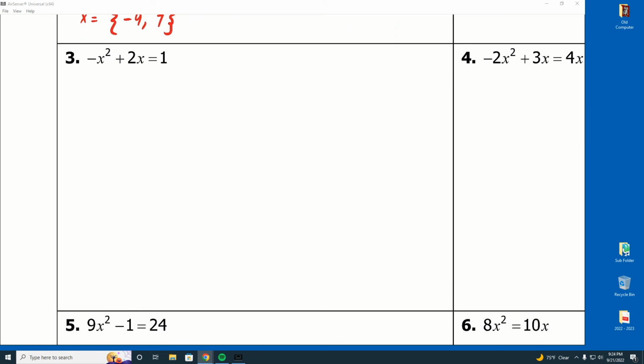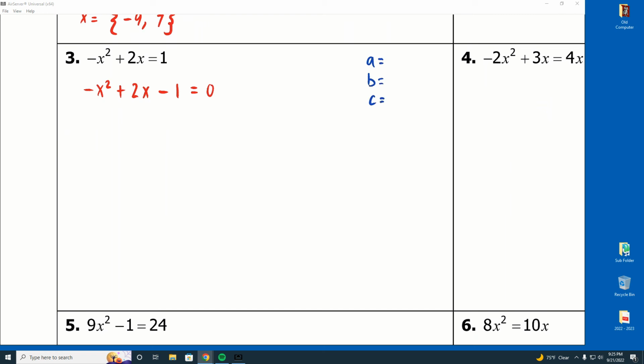Now remember, it has to be in standard form, meaning I need everything on one side. And the beautiful thing about the quadratic formula is I don't have to worry about that first term being positive or negative. I can just move everything to the left side. So I'm going to subtract that 1. And now everything is to the left side. And then I want to identify my A, B, and C values.